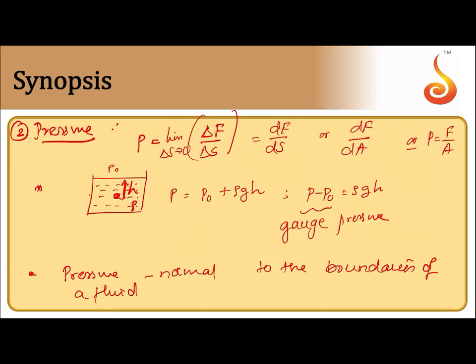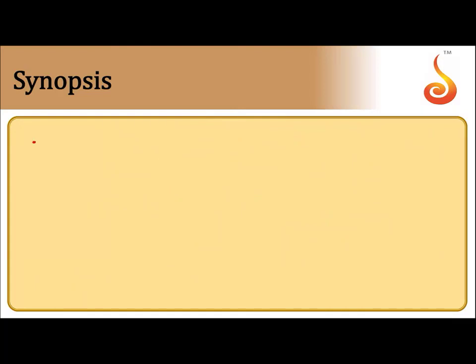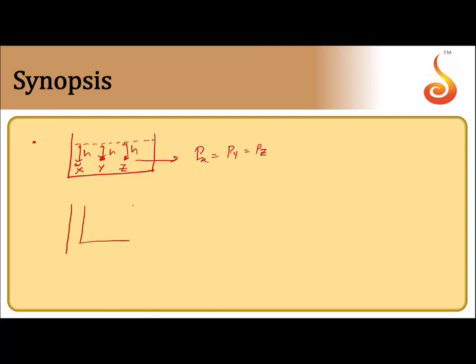We also know that, suppose I consider a liquid which is static. Let us consider a couple of points which are at the same depth. This is H, this is H, this is H. The pressure at all these points, suppose I call these points X, Y, Z, pressure at X is equal to pressure at Y, which is equal to pressure at Z. Or if you consider, say, connected fluids.